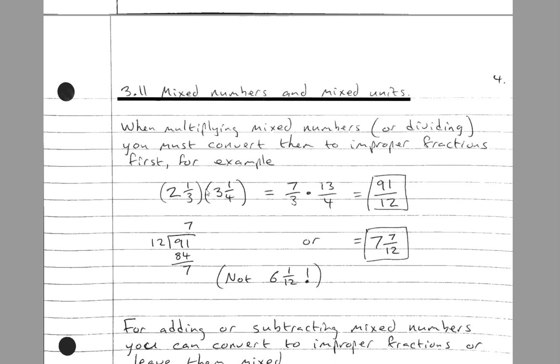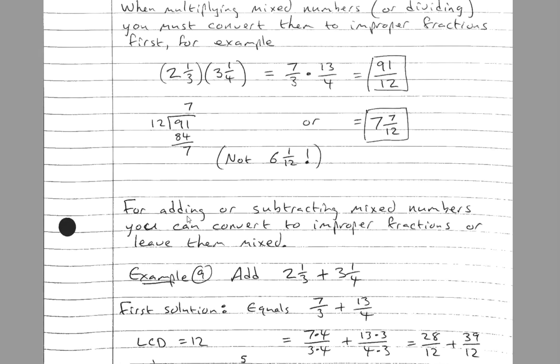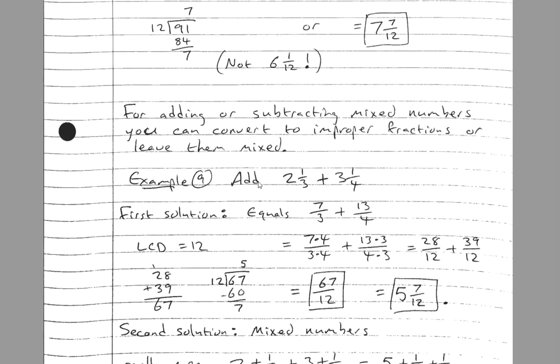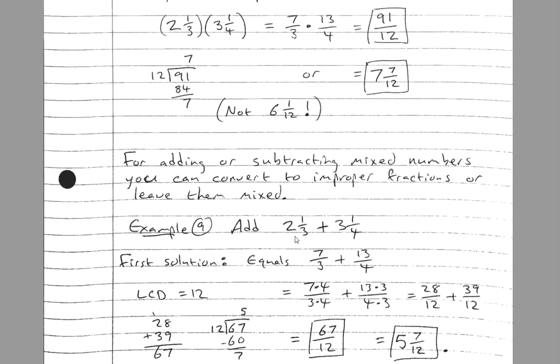All right, so for multiplying and dividing mixed numbers, you must convert them to improper fractions first. But if you're adding or subtracting mixed numbers, you can convert them to improper fractions first, but you can also leave them as mixed numbers. Both ways give you the correct answer. So how about this one? 2 1/3 plus 3 1/4. The same fractions, this time we're adding.